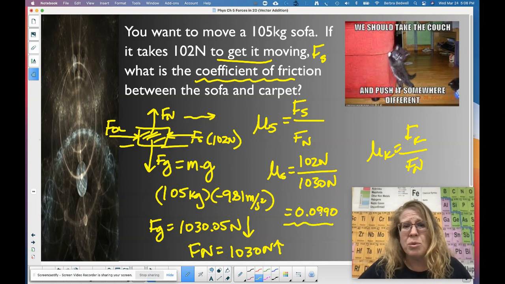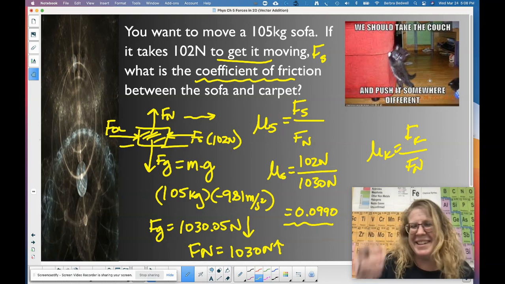It makes sense that it's less than 1. It's a pretty slippery couch. It's actually not too bad. If we're only taking 102 newtons to get it moving, yeah, we're doing pretty good. That's a pretty slippery floor. So maybe instead of carpet, it's got those little feet underneath that make it slide or something like that. I don't know.